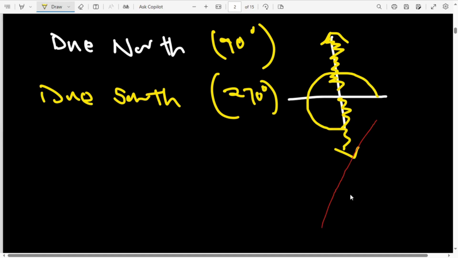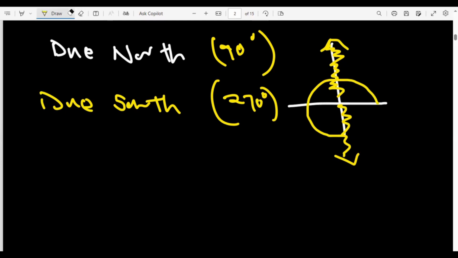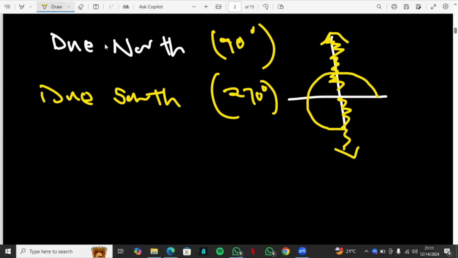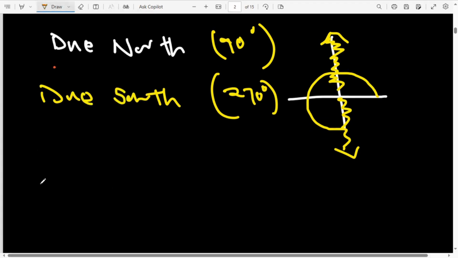It is 270 degrees. Okay, so whenever you hear due north, 90 degrees. Whenever you hear due south, just know that it's what? 270 degrees. Then let's look at the other dues.